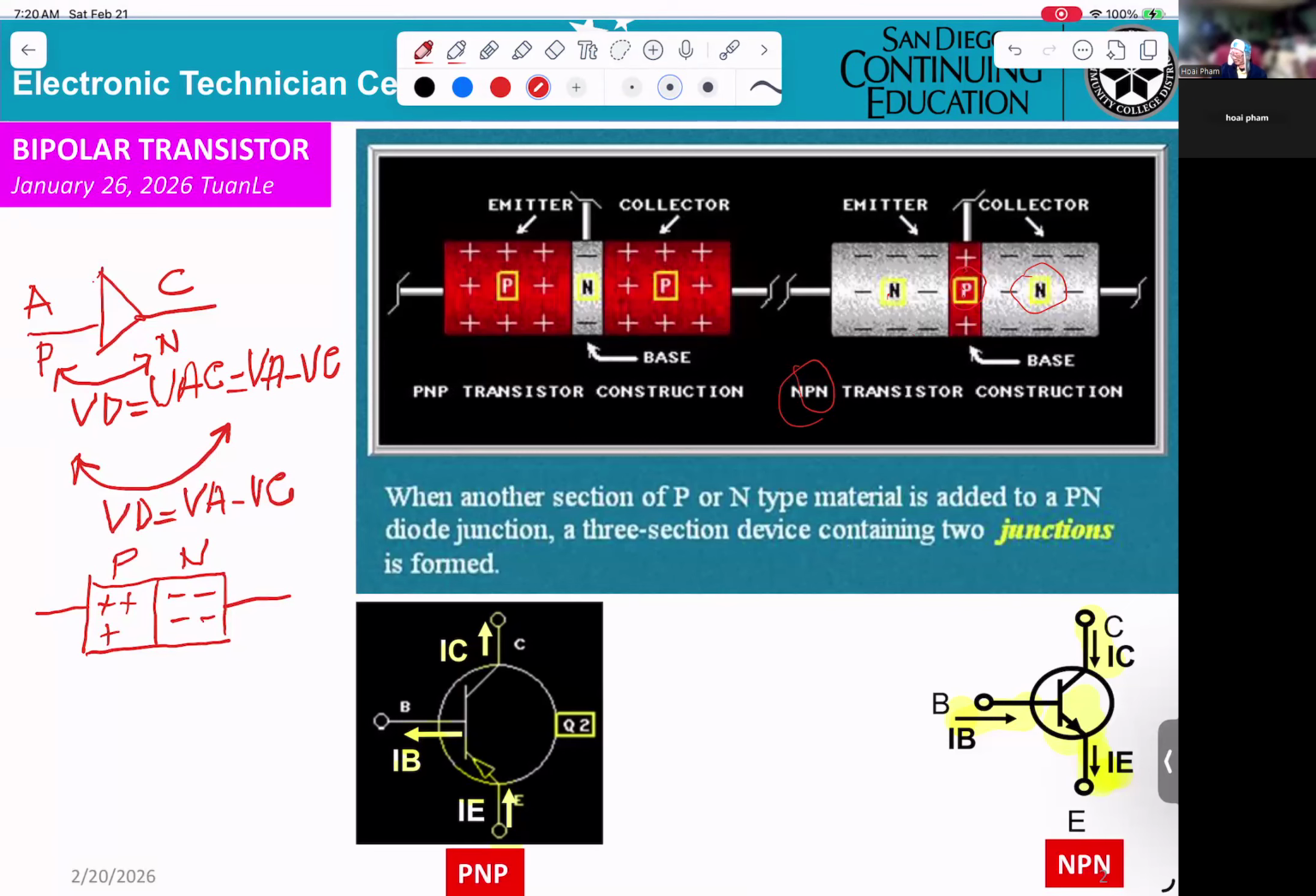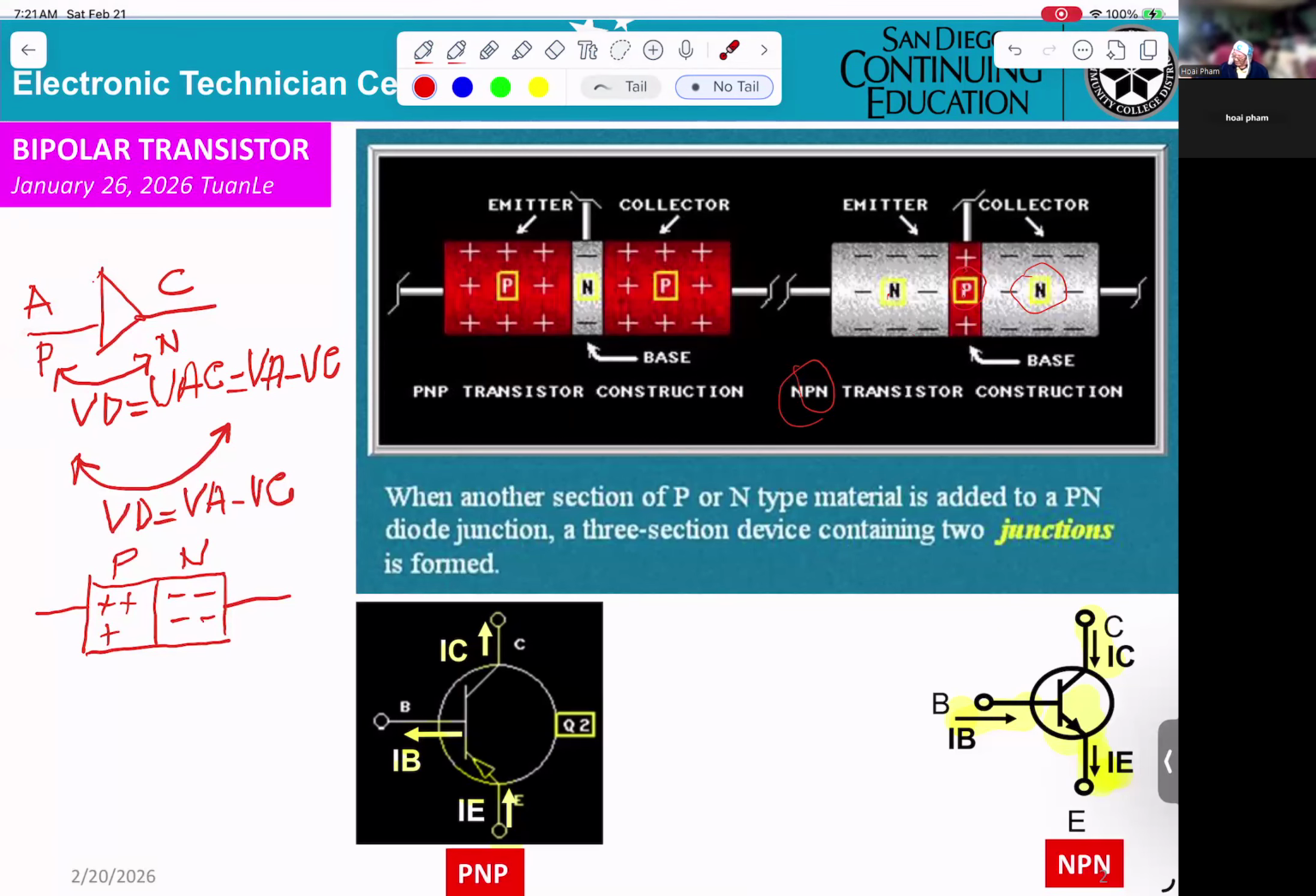So we already know when VD is equal to or higher than 0.6 or 0.7 volt, then the current will be flowing from A to C.